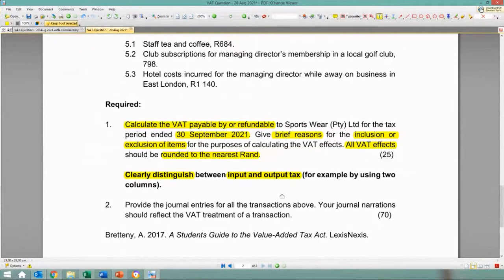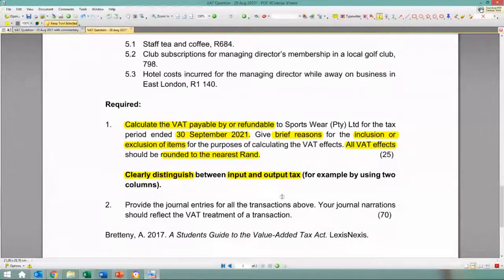In this scenario, they said use, for example, 2 columns. You could also do it in 1 column. There's nothing wrong with it. You need to decide what works easiest for you. So now we know we have to calculate the VAT payable or refundable.